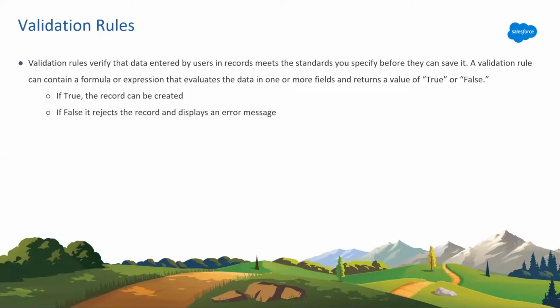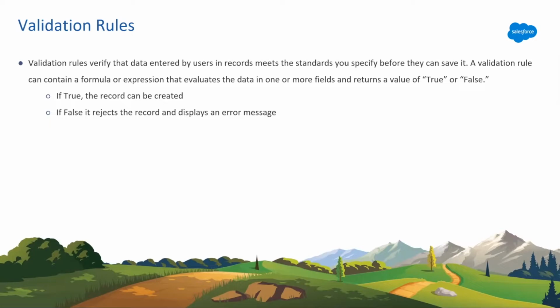And last but not least, I'm going to talk about validation rules. When I talk about data validation, this is automatically where my head goes. This is the big one. Validation rules verify that data entered by users meets the criteria or the standards that you specify before they can save it. So it could be a formula or expression. It ultimately will read as true or false.